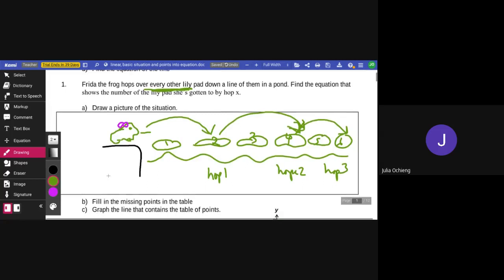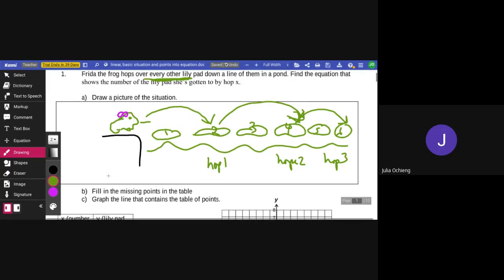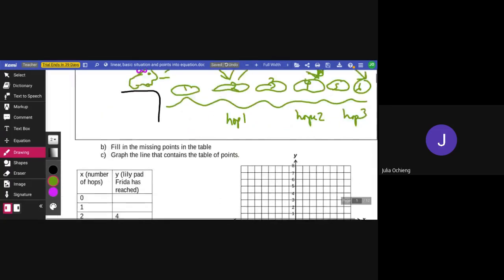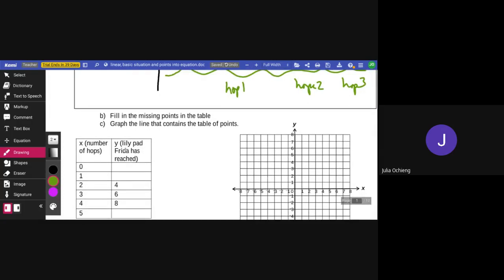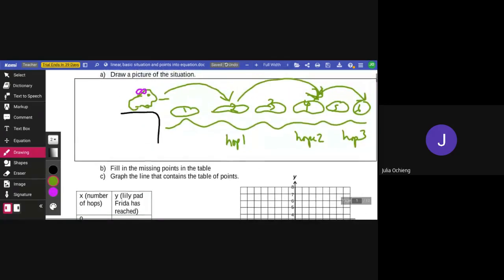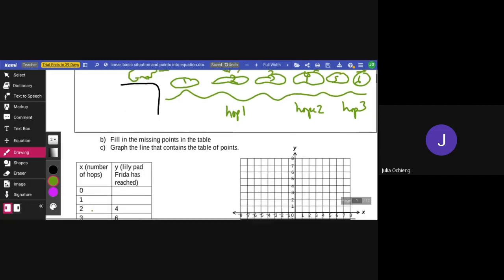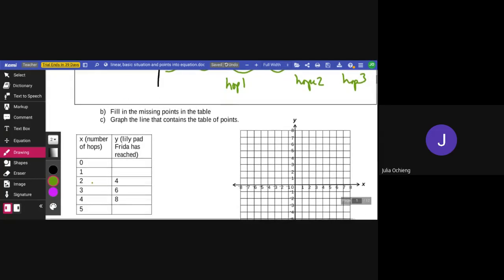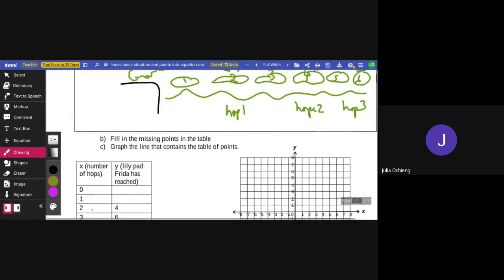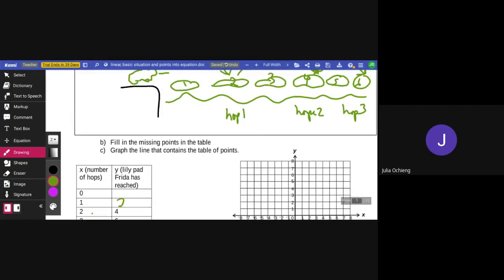B, fill in the missing points in the table. So here, x stands for the number of hops, and y is the lily pad that Frida has reached. And it actually says in the table that by hop number 2, she's on lily pad 4. So I can check that. By hop number 2, she's on lily pad 4, and that's what my picture says. So I'm going to come back here now. By hop number 1, she was on lily pad number 2. You can see that right there. By hop 0, she had not gone any lily pads because she was still on the ground.